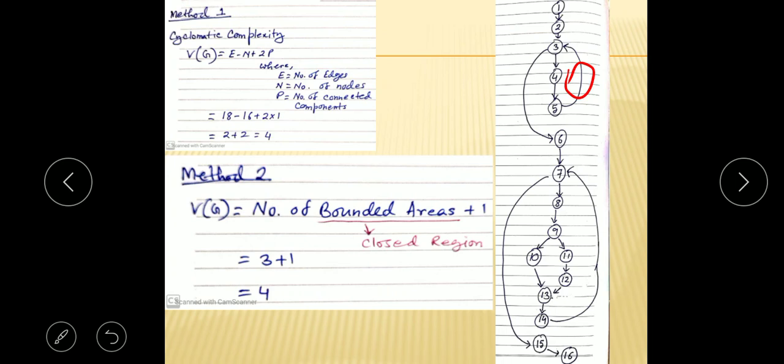Again 9 10 13 12 and 11, this is a closed region. So two closed regions we have already found. After that, 7 8 9 11 12 13 14 7, it is another closed region. So how many closed regions are we getting? We are getting 3 closed regions in this CFG, or control flow graph. So it is 3 plus 1, that is the cyclomatic complexity will be 4. So by these two methods we are getting cyclomatic complexity as 4.